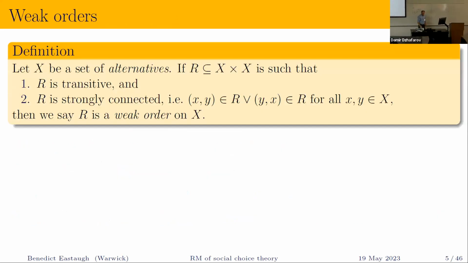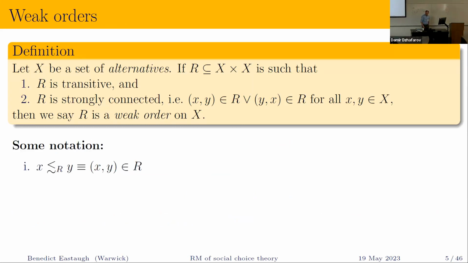Okay, so we've got a finite set of alternatives. I'm always going to deal with finite sets of alternatives. You can have more if you want, but it messes up various things, so I'm going to stick with that. If you've got a relation on X, a binary relation, which is transitive and strongly connected, then we call it a weak order.